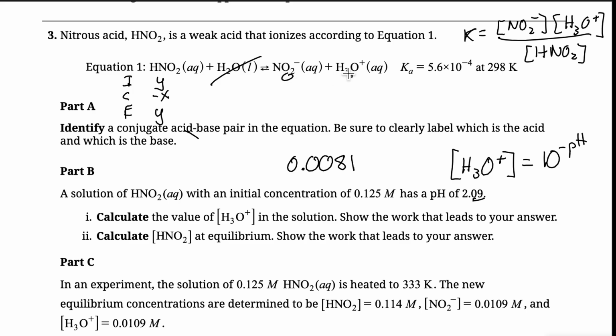And then this is 0, 0, plus X, X, X, and we have X equal to 0.0081, and notice how they're the same. So we're just going to plug in 0.0081 here, and then we also have our K value, which is right here, and then we're going to solve for HNO2 in our calculator. When I put this in my calculator, I solved that HNO2 has a concentration of 0.12 molar.